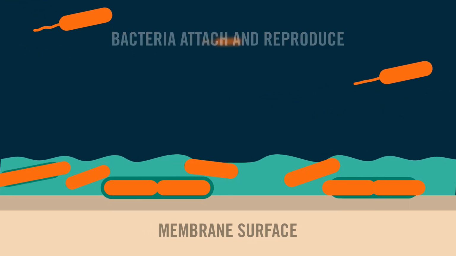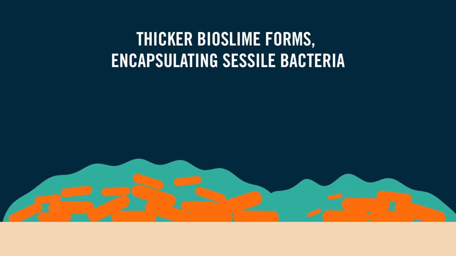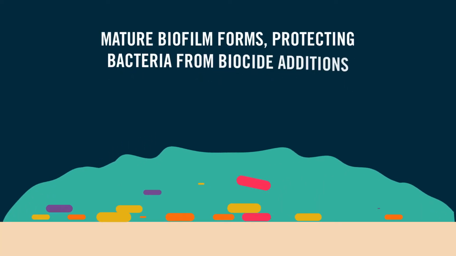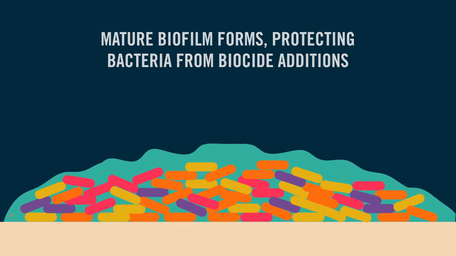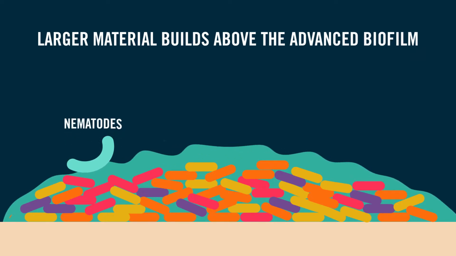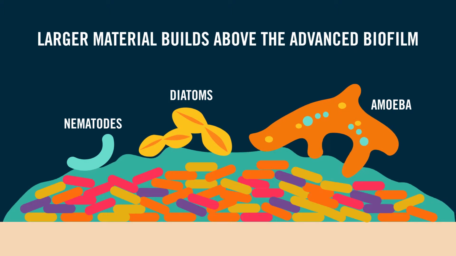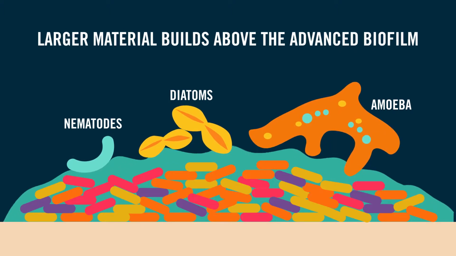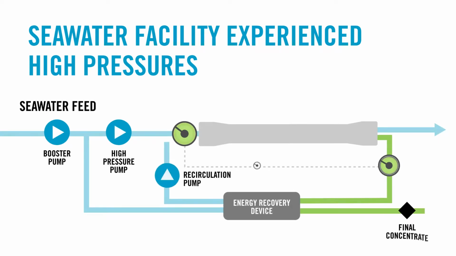to attach and reproduce. The biofilm grows, becomes thicker, and encapsulates sessile bacteria, enabling the biofilm to protect itself from biocide addition. Larger microorganisms, such as nematodes, diatoms, and amoeba, may develop above the mature biofilm, further protecting the initial layer. A seawater facility experienced high feed and differential pressures due to severe biofouling.